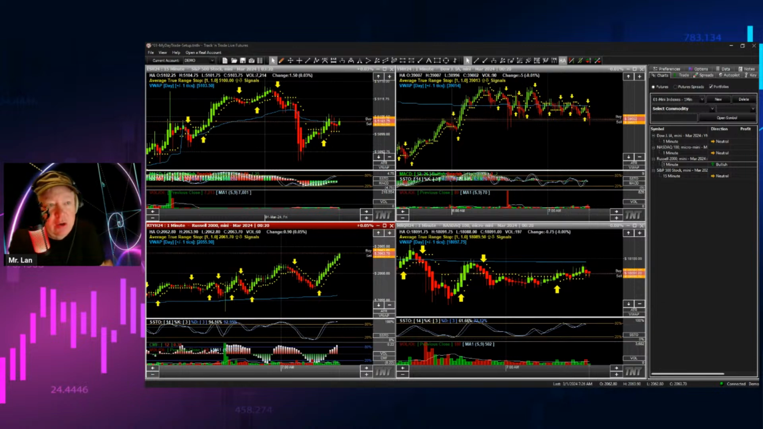Well, up in the upper left-hand corner, we have the S&P 500. In the upper right-hand corner, we have the mini Dow. In the bottom right-hand corner, we have the micro NASDAQ. And in the bottom left-hand corner, we have the mini Russell. What do you mean mini Russell and micro NASDAQ? What are those? Well, we're in the futures market.